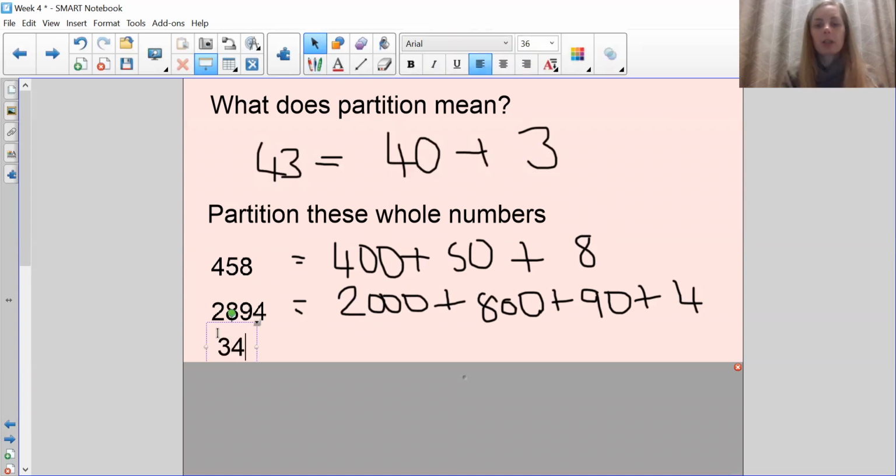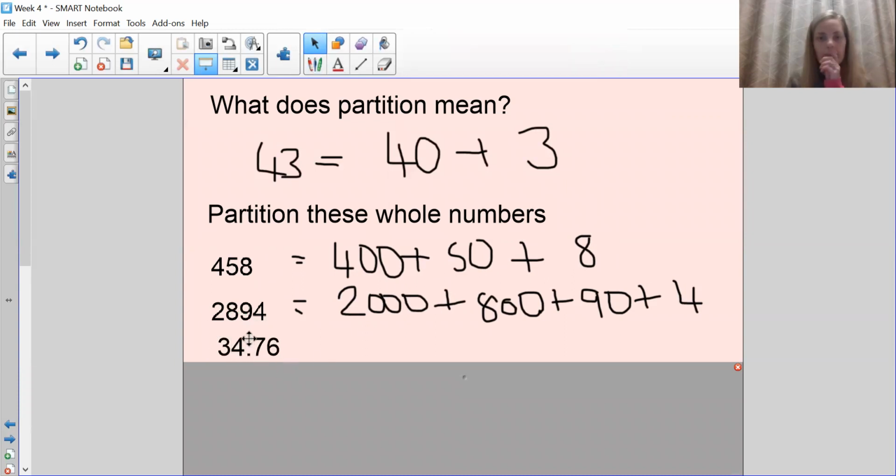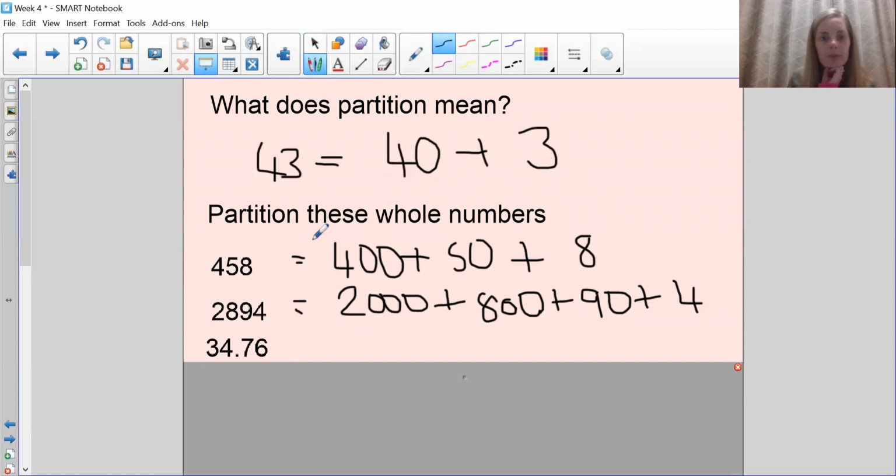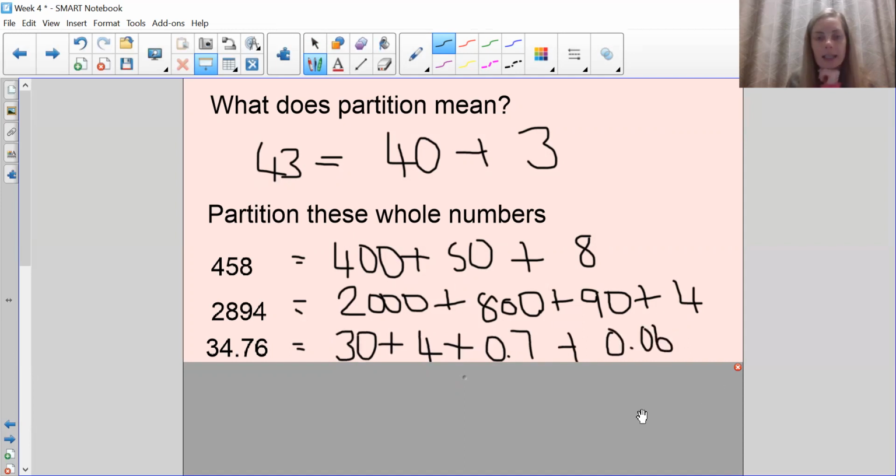Right, I'm going to give you a challenge one now. Can you please partition this number for me? So pause the video and have a go. Right, let's see. So I've got 30 plus 4. So I've got 3 10s and I've got 4 1s. And now, using my place value knowledge, if you put a 0 here, that's also fine, plus 0.06. Hopefully you got that correct.